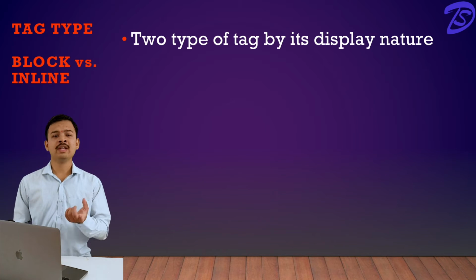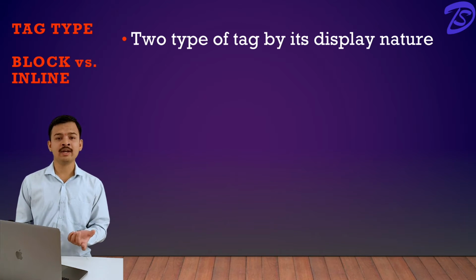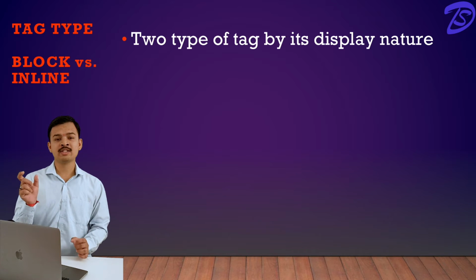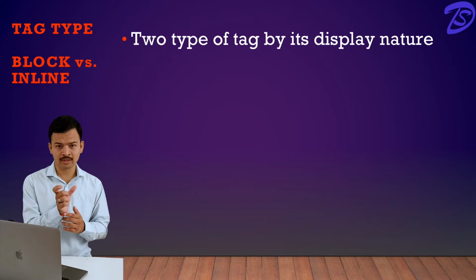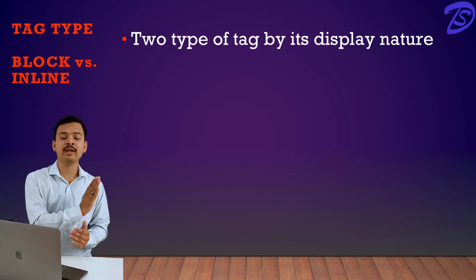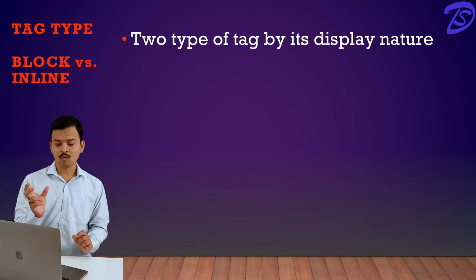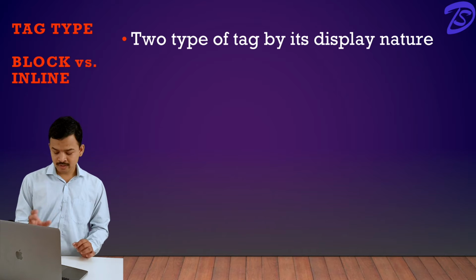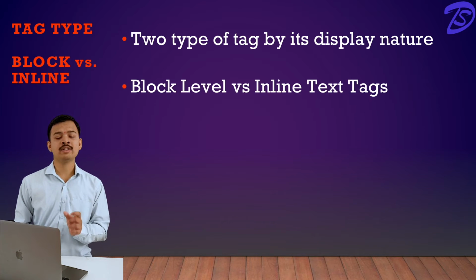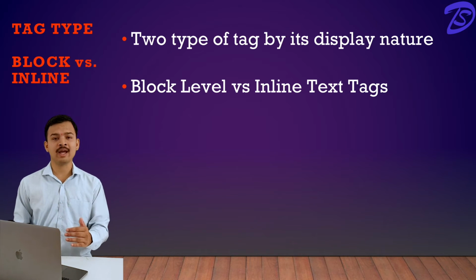So an inline element, as indicated in its name, is displayed inline, so it will not disturb the flow of text, the flow of content, and it appears inline. And what is a block level element? Whenever you use a block level element, it appears on the next line.